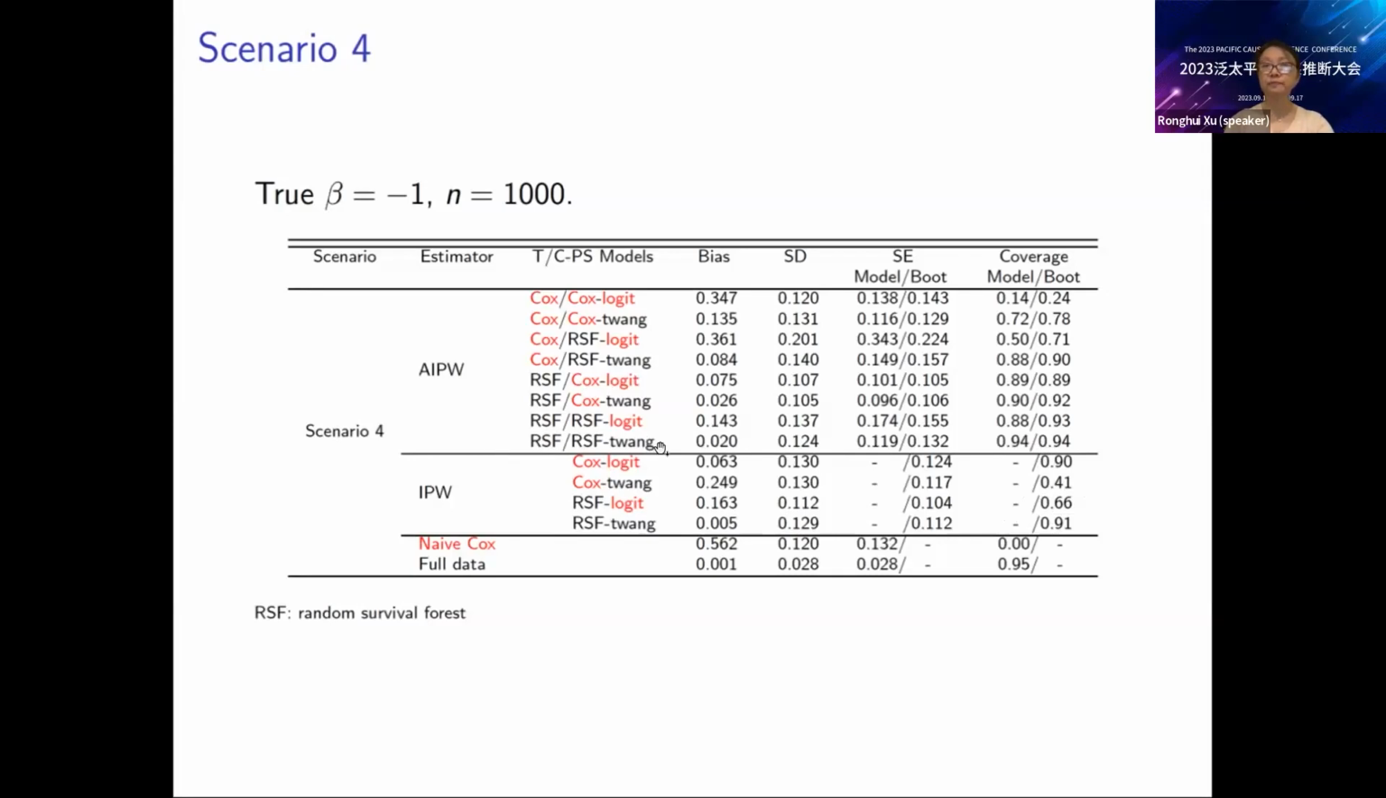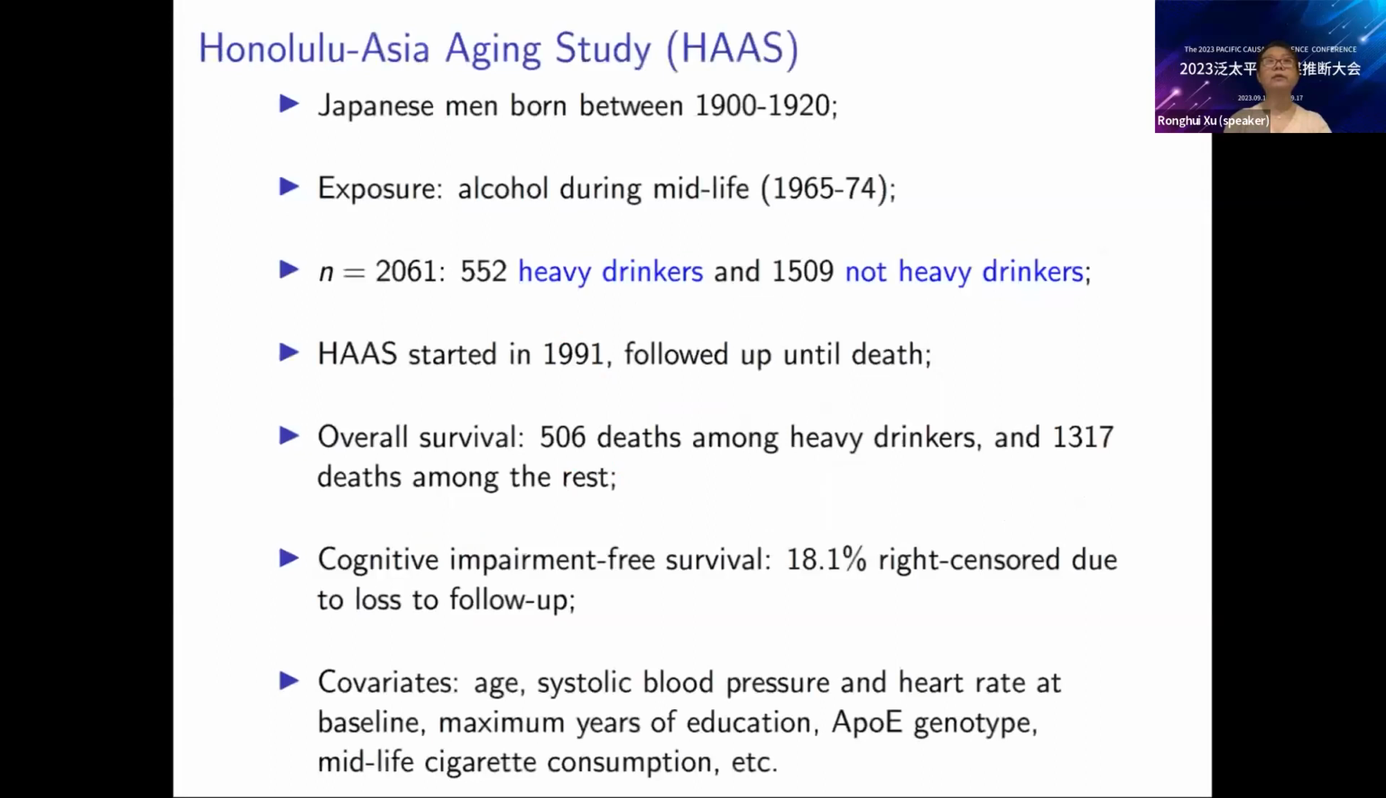This is kind of a show of the performance of the double robust estimator with machine learners in both sets of nuisance. And then finally, I have a relatively simple data set, but that's the study that funded our work partially. So this is exposure midlife drinking for a cohort that's in Hawaii, Honolulu, among Japanese men actually. So there's a long follow-up.